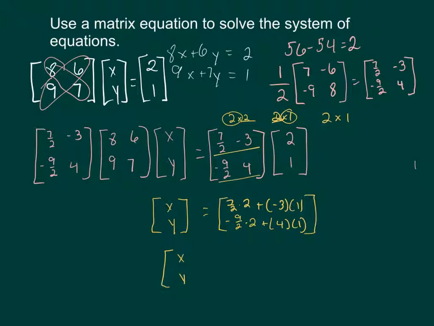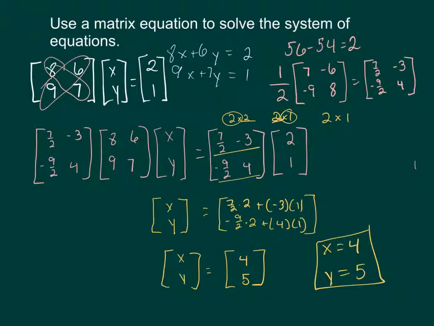So when we simplify that, 7 over 2 times 2 is 7 minus 3, which is 4. Negative 9 over 2 times 2 is negative 9, plus 4, which is negative 5. So x equals 4, and y equals negative 5.